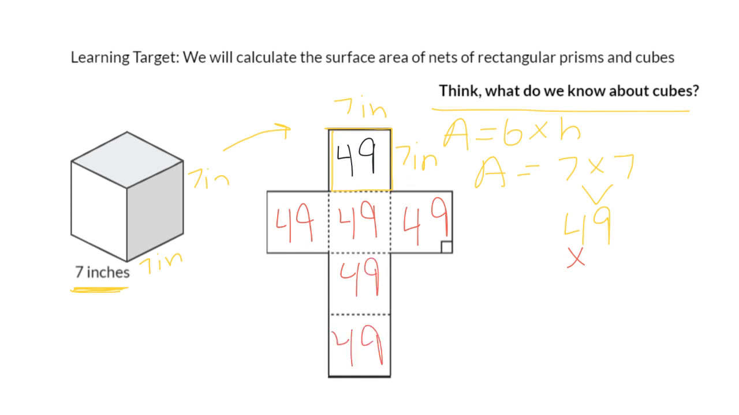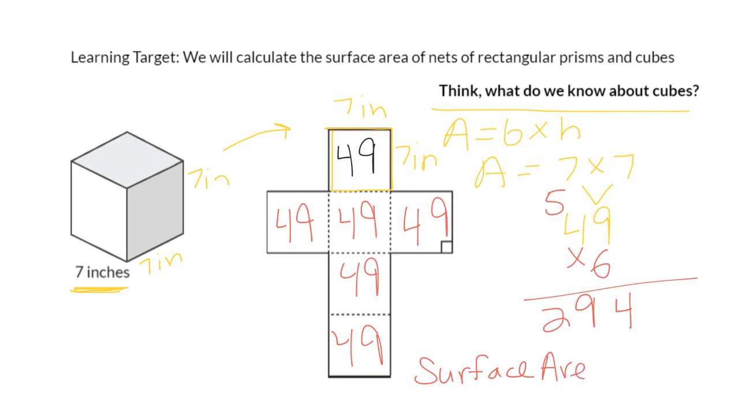If you want to use repeated addition to do that, you can. I'm going to right here use a standard algorithm. 9 times 6 is 54. 6 times 4 is 24 plus 5 is 29. So our surface area equals 294 square inches.